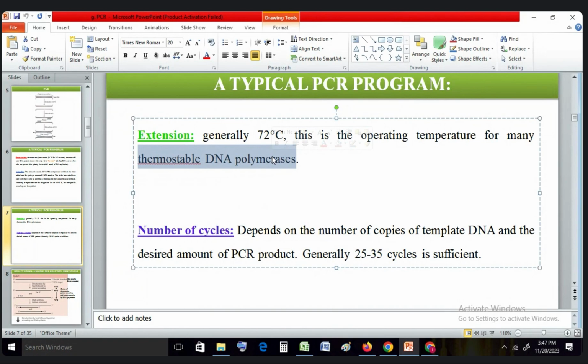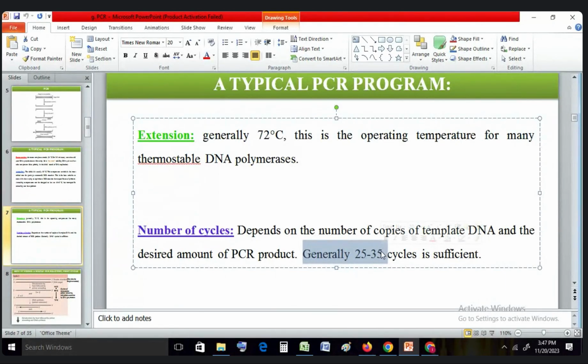Okay. If there is no question, these are the three basic steps, and you have to continue these steps one by one. Depending on the number of copies of the template DNA and the desired amount of amplification, you can choose the number of cycles. It is between 25 to 35 cycles. More than 35 is not essential.